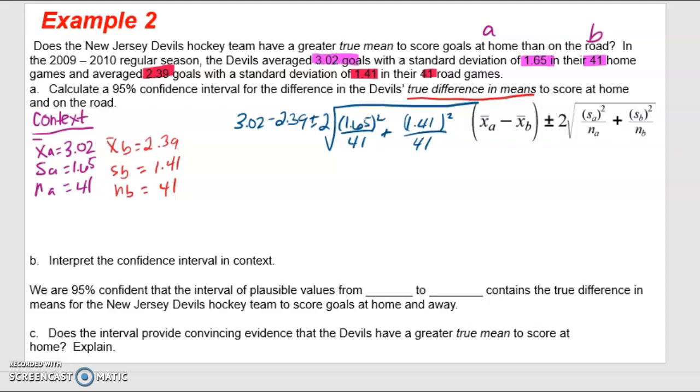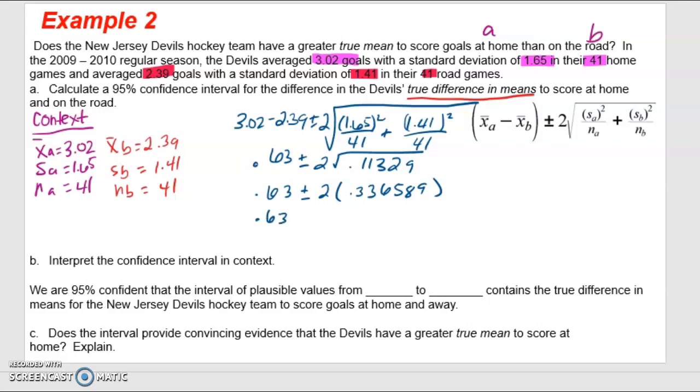Okay, everything underneath the square root, I got the single value estimate is 0.63 plus or minus 2 times the square root of 0.11329. 0.63 plus or minus 2, when I took the square root, I got 0.3365, and just to be safe, 89. I especially like to keep all the decimal places if my decimal places are high, because the higher decimal places at the end are more likely to cause significant values to change when you're on your finished confidence interval. So plus or minus 0.67.